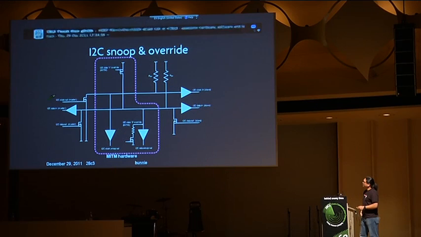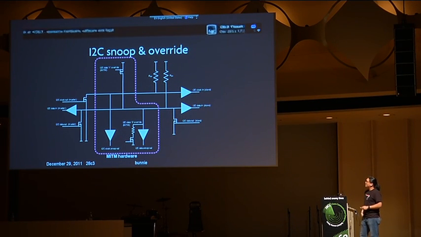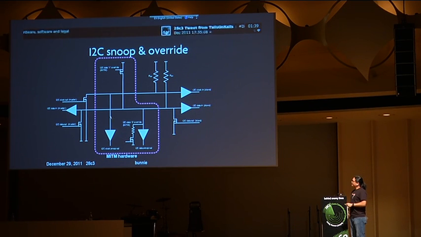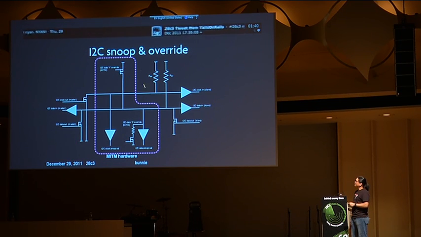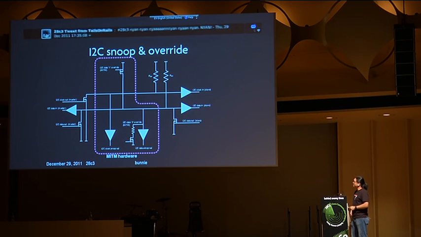This is a circuit that enables the snoop and override. This is a standard I2C circuit here. You have a driver, you have a receiver, you have a pair of pull-ups. And then on top of it, snooping of the clock is easy. You just listen to it. And snooping of the data is easy. You just listen to it. And to override the data, because it's an open collector bus, this is easy. You just have a pull-down transistor.